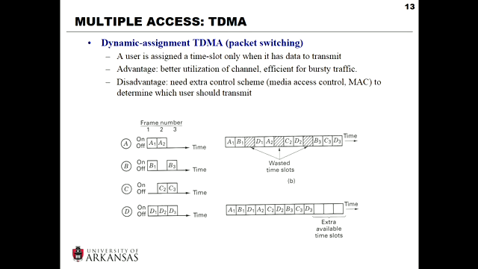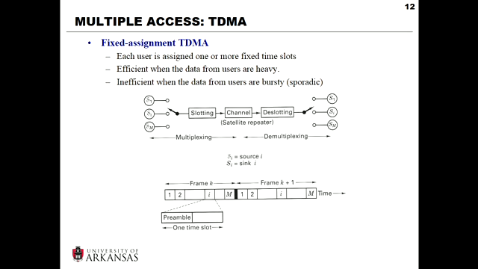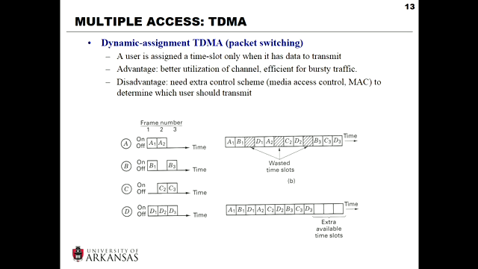Dynamic assignment TDMA is also called packet switching. Fixed assignment TDMA is usually called circuit switching. It's like we have a hardware circuit between the transmitter and receiver. For dynamic assignment, for each packet we allocate it to a different resource. A user is assigned to a time slot only when it has data to transmit, and an advantage is better utilization of the channel and efficiency for bursty traffic. However, a disadvantage is it needs an extra control scheme.